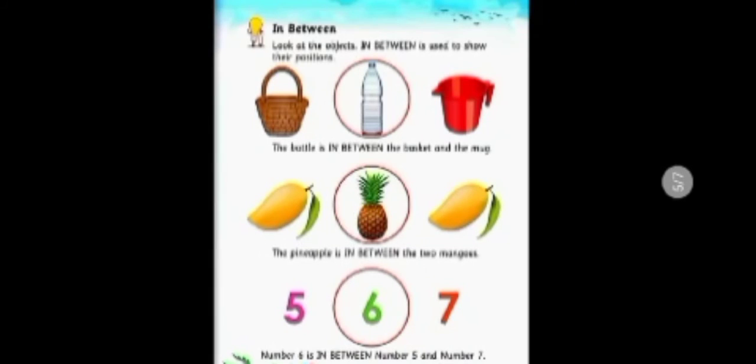Let's move to between. Look at the objects. In between is used to show their positions. The bottle is in between the basket and the mug. Yes, the bottle is between the mug and the basket.